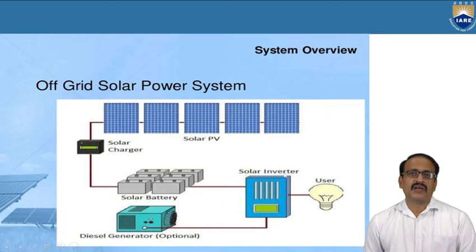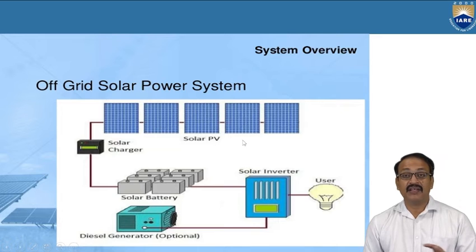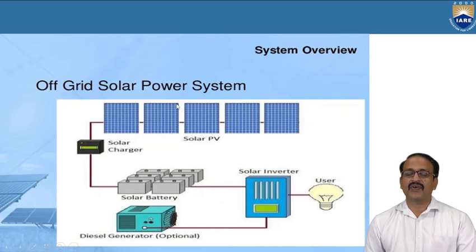Generally, an off-grid solar power system has modules connected to a solar charger, and afterwards a battery bank, where the power generated during the daytime is stored, and a solar inverter. Generally, the power which we get from the modules is DC power.